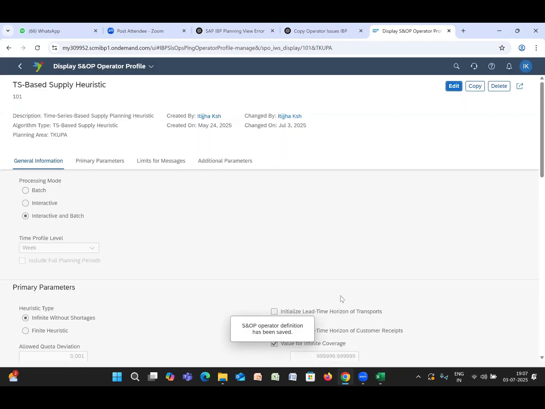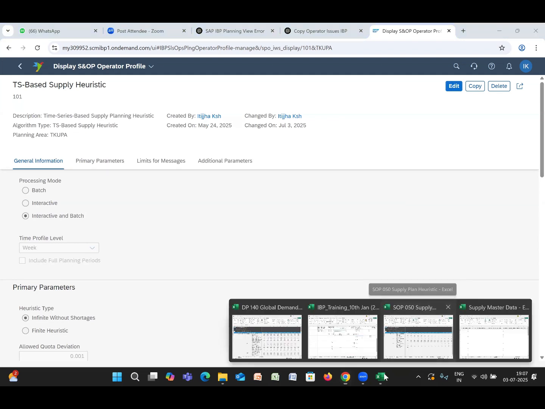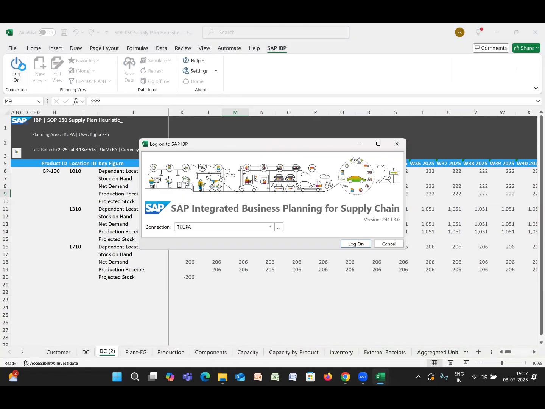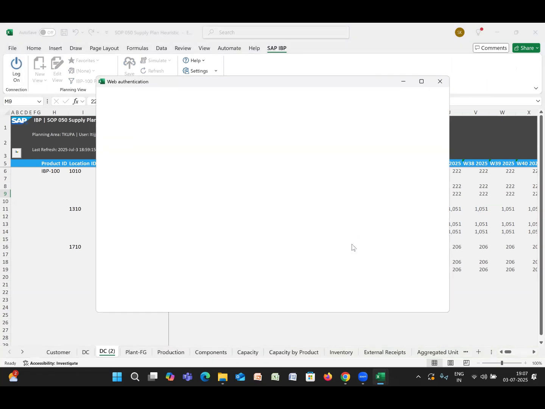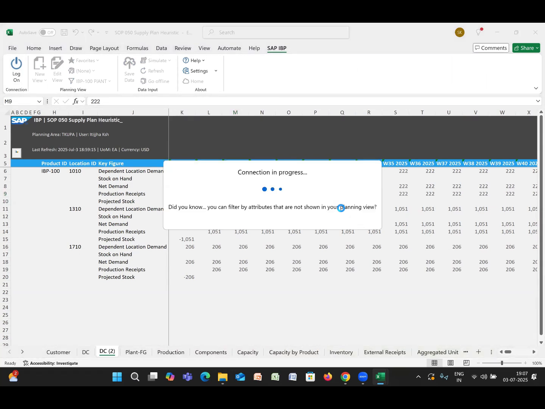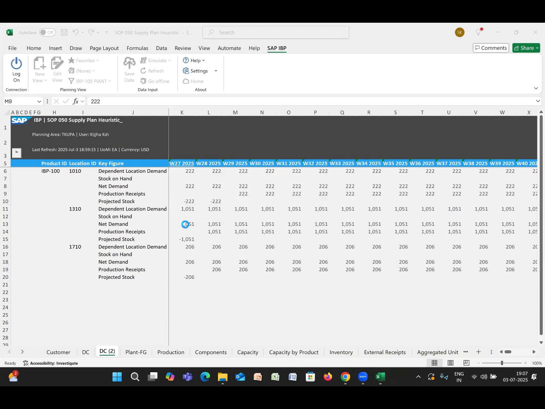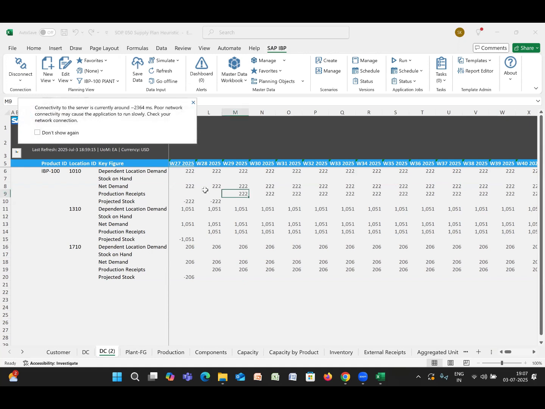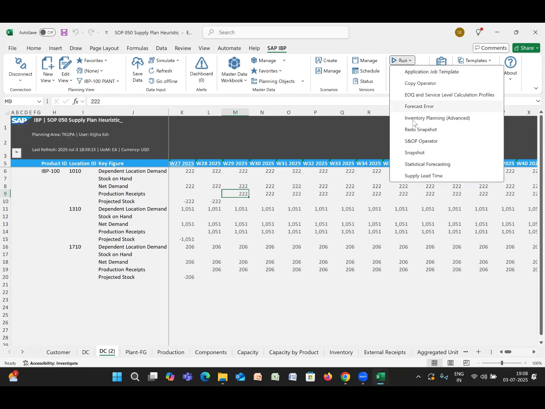Now you go to Excel just to make sure that it is done. So you just log out and log in. Log out means disconnect and connect. Yes, disconnect and log on. Then you can run the SNOP operator. In supply planning, it will be more important for you to run this and understand the impact of various attribute values, which I will share, and the meaning of some of these settings. It's all business here. Demand planning was very technical. Here it is very much business driven. Okay, now you go to run and run the SNOP operator.